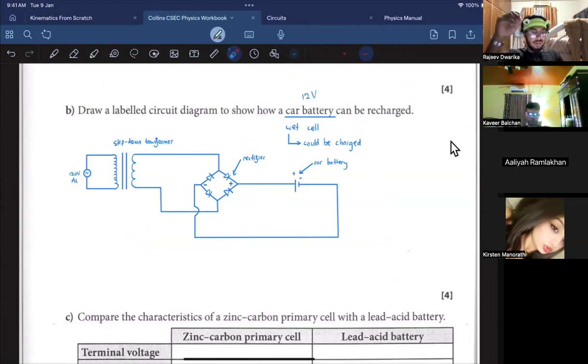You see how your phone charger works? It's the same kind of concept here. So we're going to plug it into the wall. But Aliyah, a car battery is 12 volts, right? Mains voltage is 120 volts plus it's AC. That's two issues. Is 120 volts too high or too low?